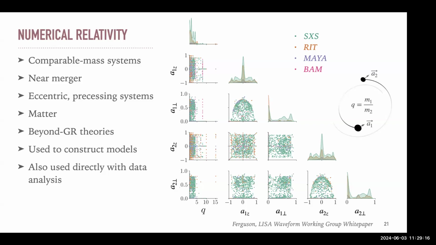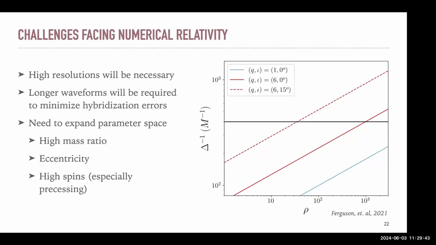And then, as I said, these are used to construct the models. So we need it covering the full space in order for models to be trained on them. But we also use them directly with data analysis. RIFT, for example, can directly use numerical relativity to perform parameter estimation. And so to produce those waveform templates that we want to use to be able to listen to gravitational waves from LIGO, we need numerical relativity simulations, and we need us to run them. Now, there are still some challenges.